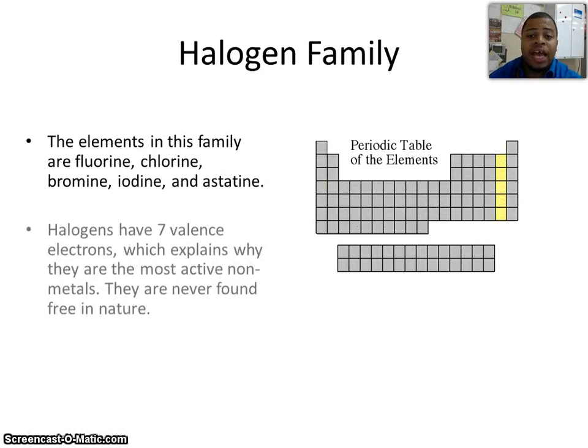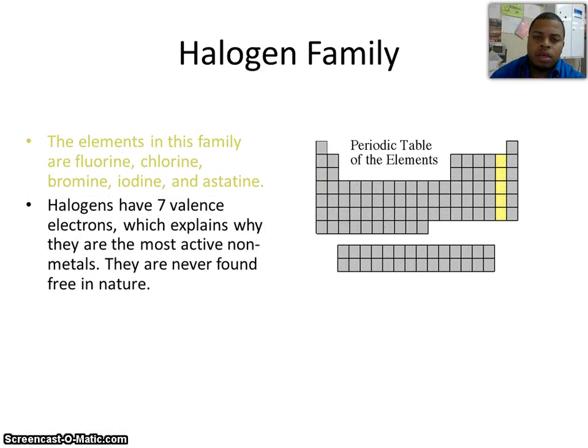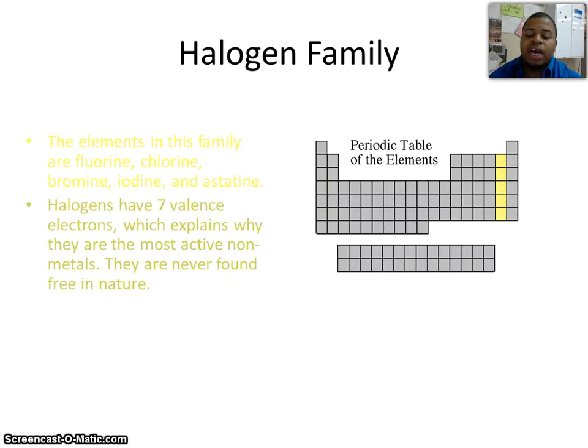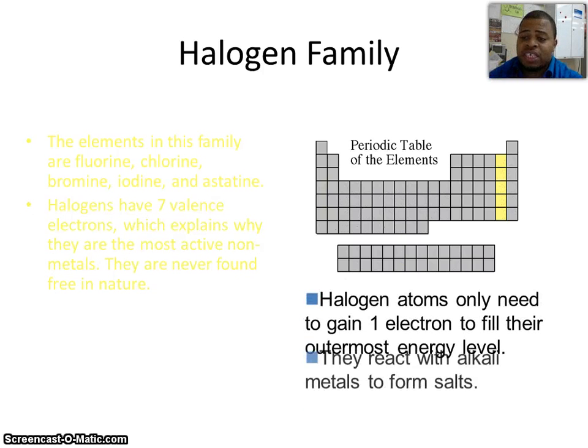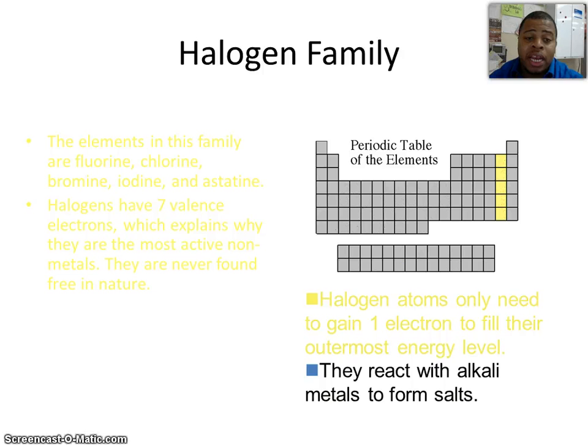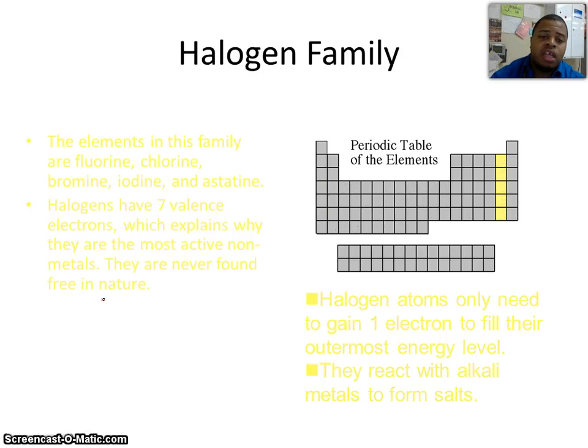Now, the halogens, the halogen family. We've gone all the way to the other end, the second group from the right now. These are going to be the most active non-metals that we deal with. And again, some examples: fluorine, chlorine, bromine, iodine, astatine. These all fit into the halogens. These elements have 7 valence electrons.